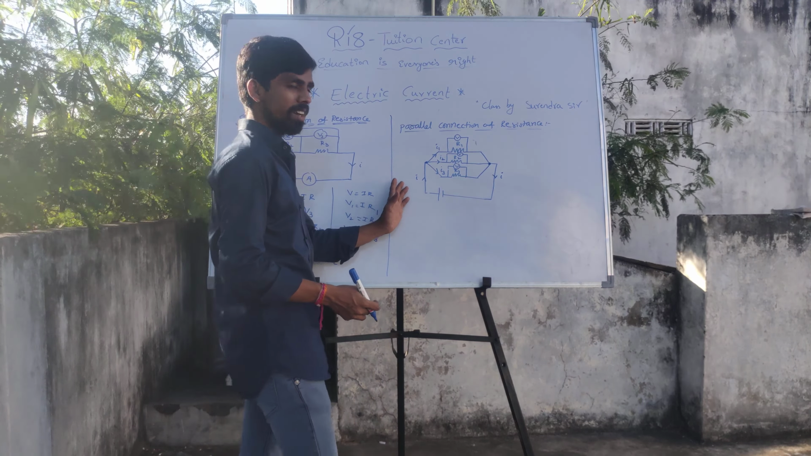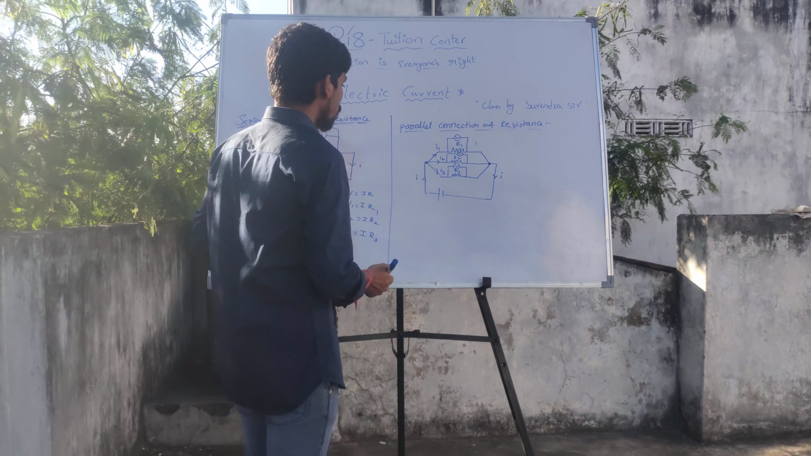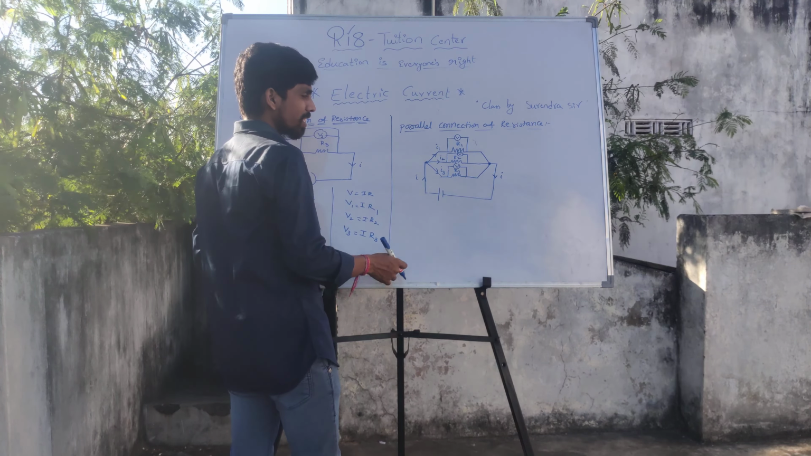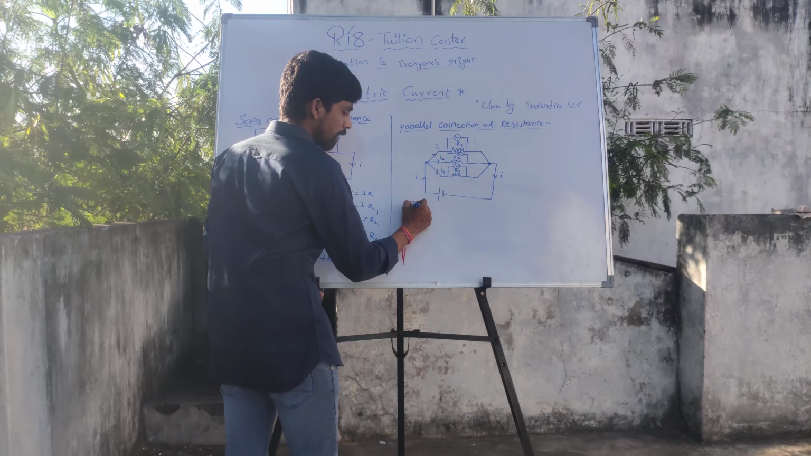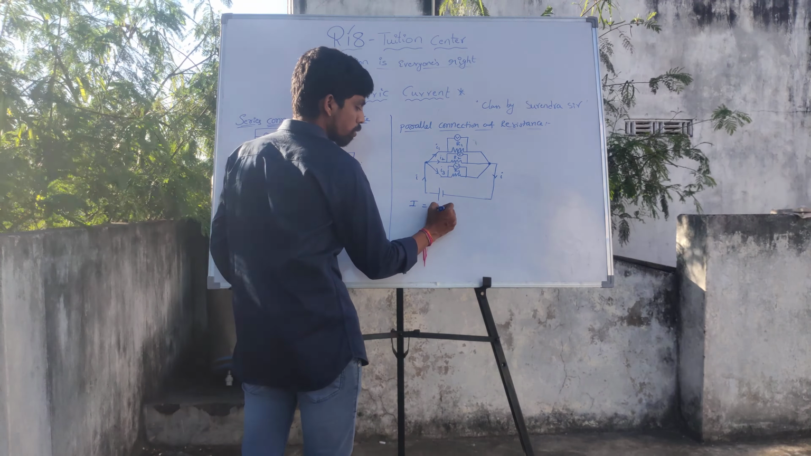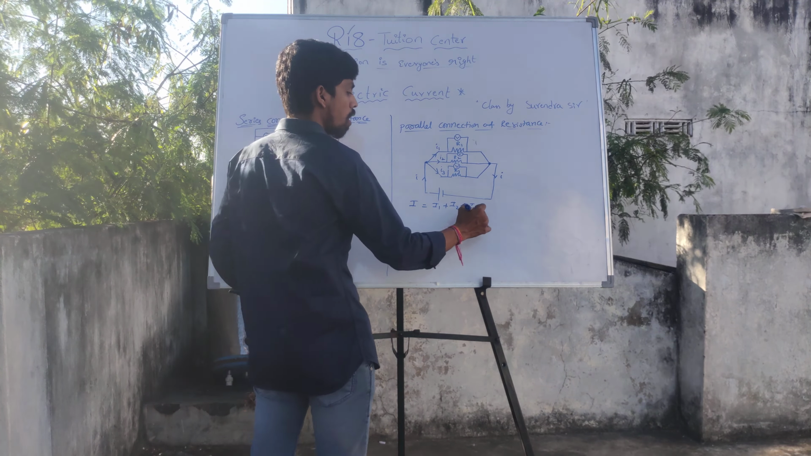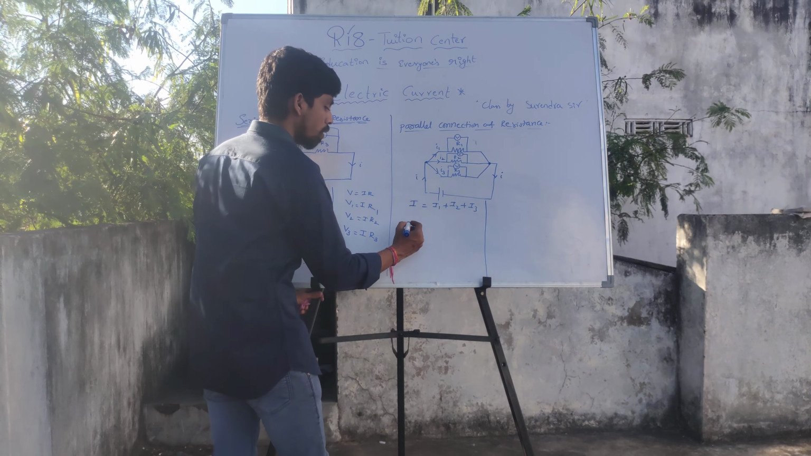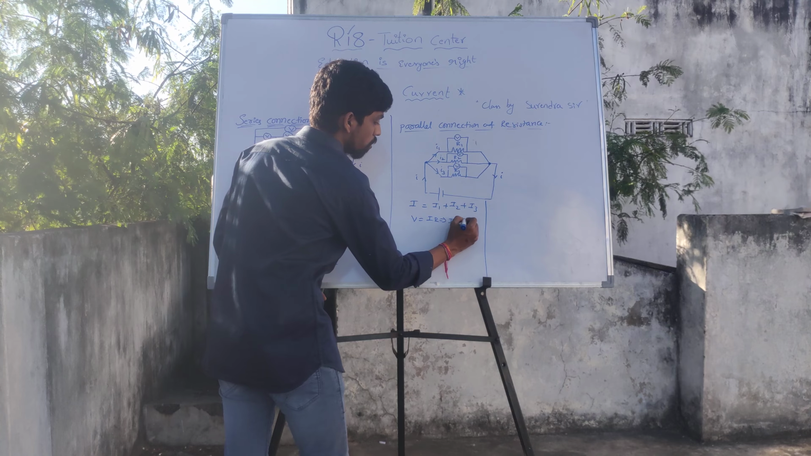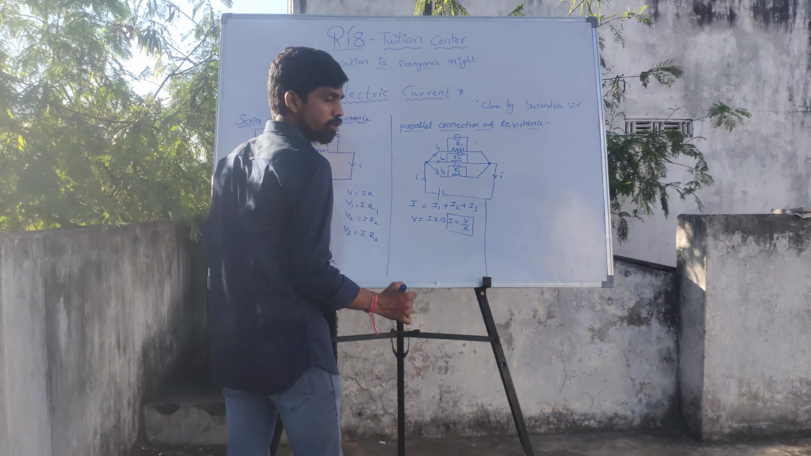How much electric current is passed through the circuit? That is the entire current traveling through the circuit. In the parallel combination, the electric current is split into three components, so the total electric current equals I1 plus I2 plus I3. You already know Ohm's law: V equals IR, where I equals V by R.